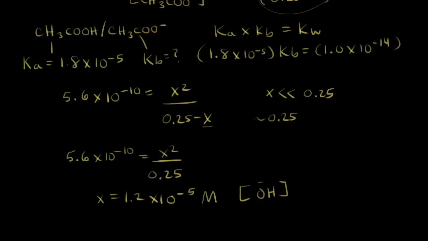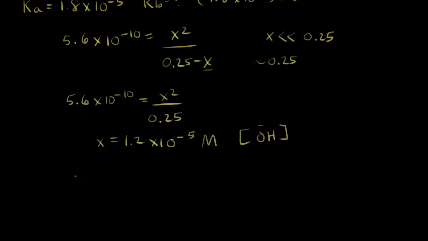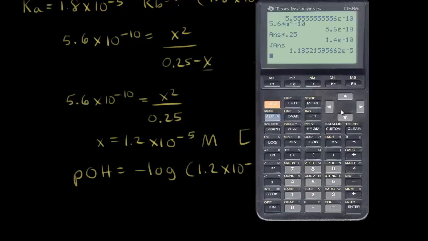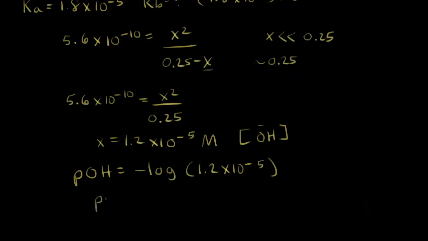And if we know that, we can eventually get to the pH. That was our original question: calculate the pH of our solution. So we could find the pOH from here. I know the pOH is equal to the negative log of the hydroxide ion concentration. So I can take the negative log of what we just got, the negative log of 1.2 times 10 to the negative 5, and that will give me the pOH. So the negative log of 1.2 times 10 to the negative 5 is going to give me a pOH of 4.92. So I go ahead and write pOH is equal to 4.92.